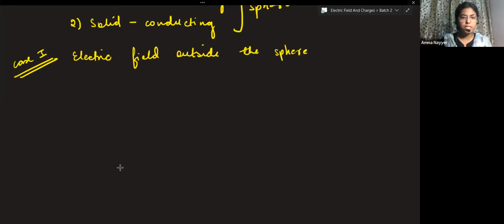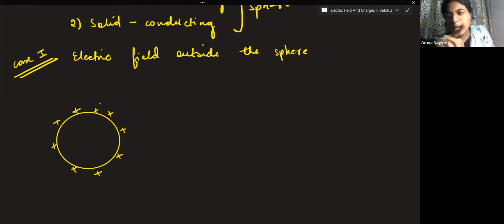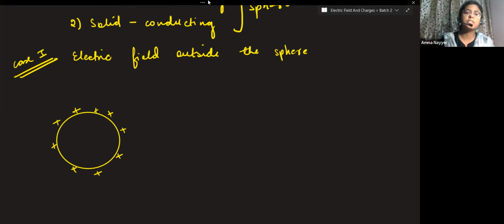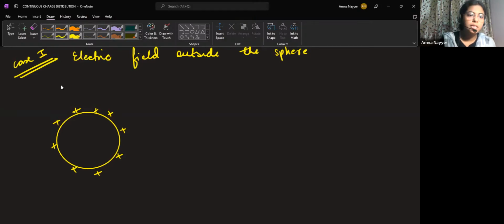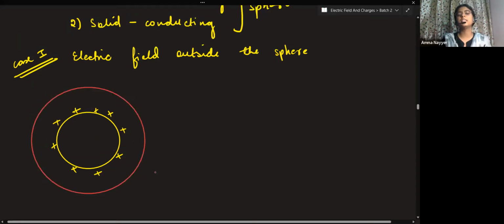so suppose this is the sphere that I have and it has charges plus Q outside it. Remember, in case of all these three spheres, hollow conducting, non-conducting, and solid conducting, the charges reside on the surface of the conductor. No charge is present inside. Now see, this is the sphere with the charges that you have. This will be the Gaussian surface now. We take the Gaussian surface as a sphere.